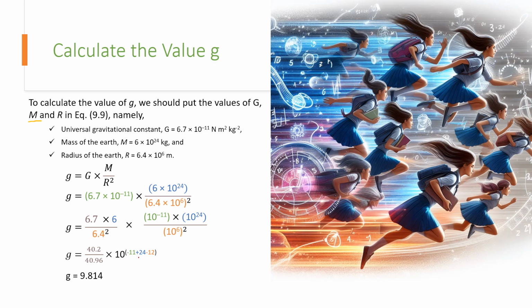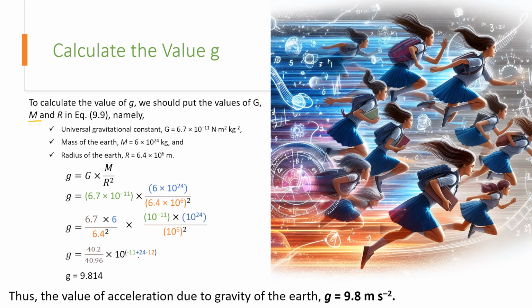If I divide this, it becomes 0.9814, into 10, 9.814. You get it. So the value of acceleration due to gravity is 9.814. Of course, this is a bigger number with more decimal points. Let me simplify it. Okay, 9.8, we can say 10 also. 9.8 meter per second square. This is how we derived it.